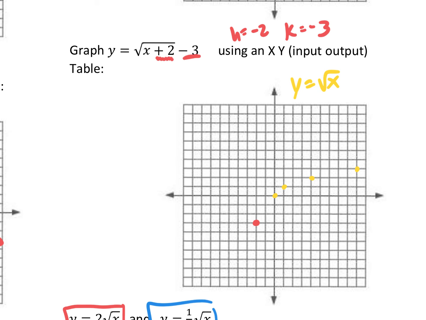I just did that sketch. You don't have to do that sketch. But there is a pattern right there in the parent graph. It's the square root of 1 is 1. The square root of 4 is 2. Square root of 9 is 3. So the A value is 1. Right here, the A value is 1. So it's going to be the same exact graph with the same exact pattern. Think about it this way. The square root of 1 is 1. So you'd put a dot right here.